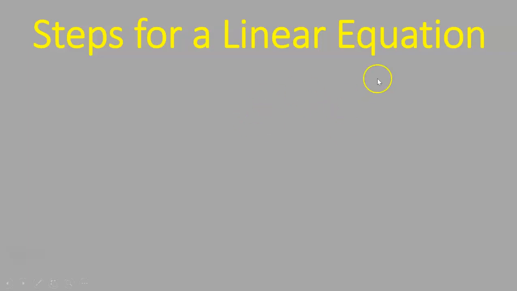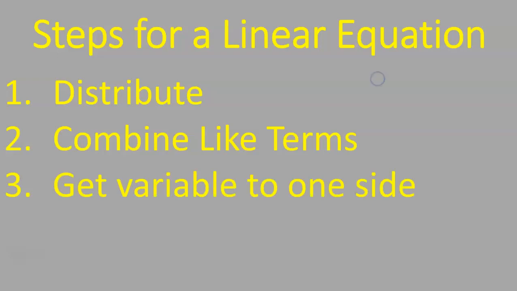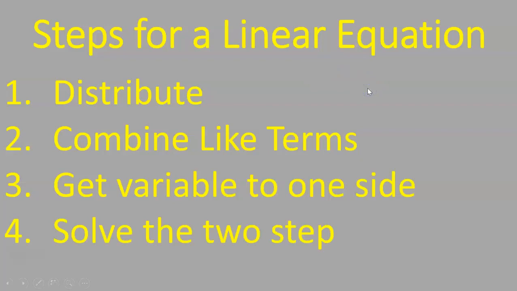And the steps are as follows. First, you want to distribute if necessary. Secondly, you want to combine like terms if necessary. Third, you want to get your variable to one side if necessary. And we're going to finish by saying solve the two steps. So it's understood or assumed that you probably know how to solve a two-step equation at this point. We're going to show you an example, but our steps for this slide will end there.